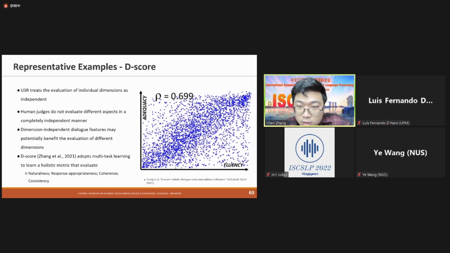So these dimensions are not actually completely independent. We need a way to capture such dependence among different dimensions. That's the motivation of this D-score paper. They adopt multitask learning to learn a holistic matrix that can evaluate the different dimensions such as naturalness, response appropriateness, coherence, and consistency.